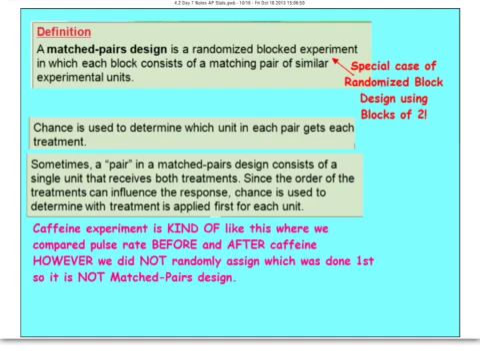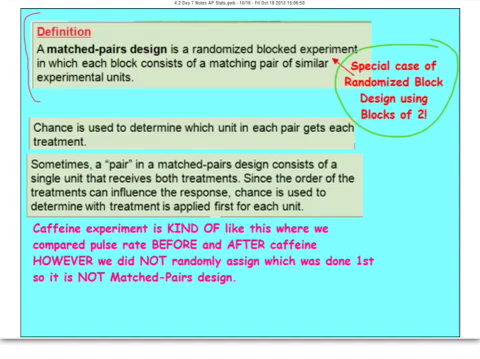Now the second type of experimental design is a matched pairs design, and here's what it is. It's a randomized block experiment in which each block consists of a matching pair of similar experimental units. It basically comes down to this. It's a special case of randomized block design using blocks of two things. So let me give you an example.